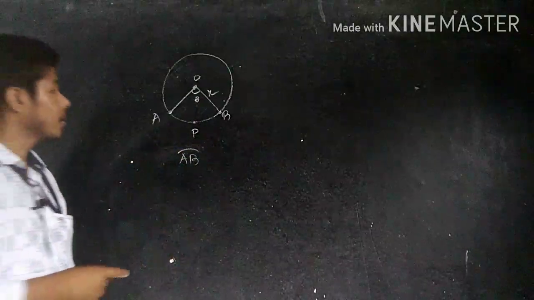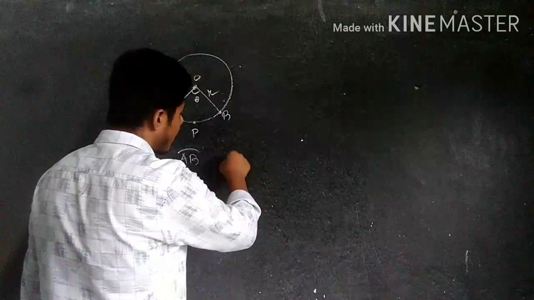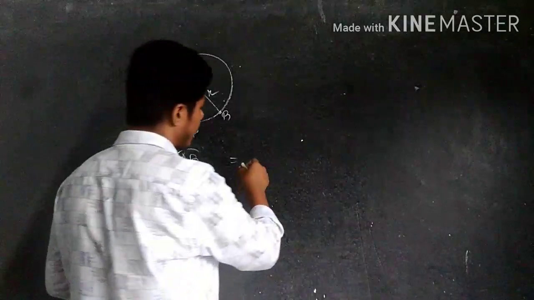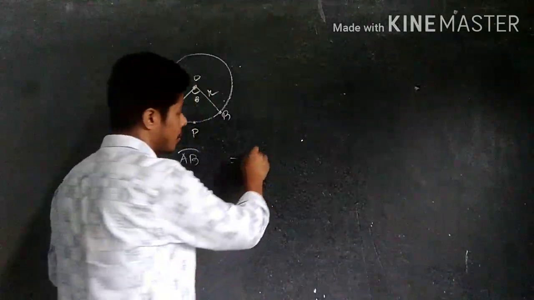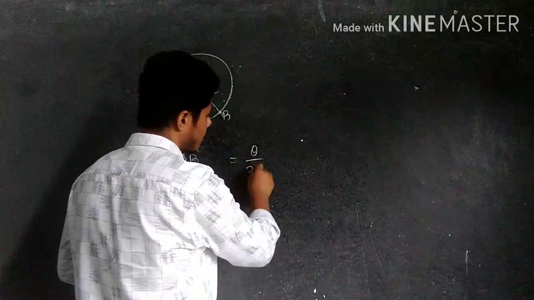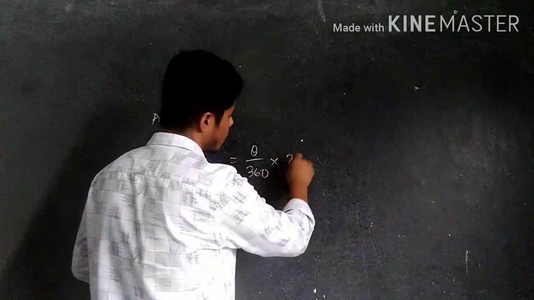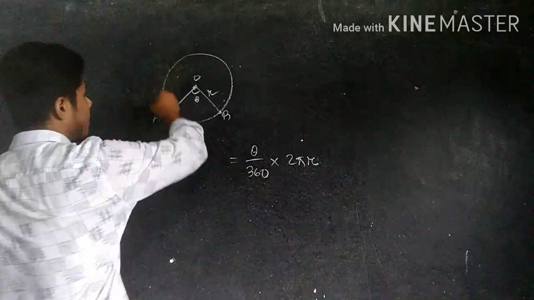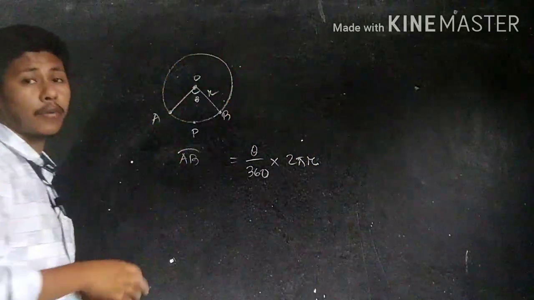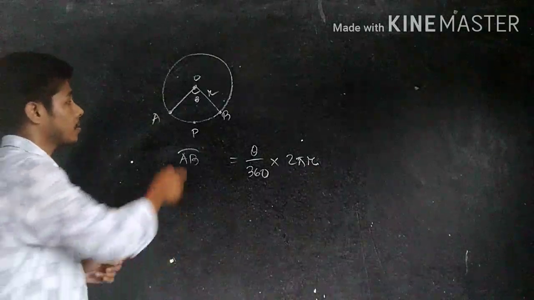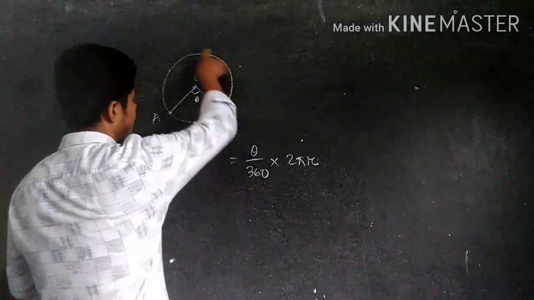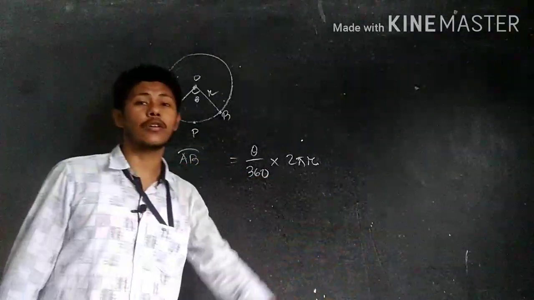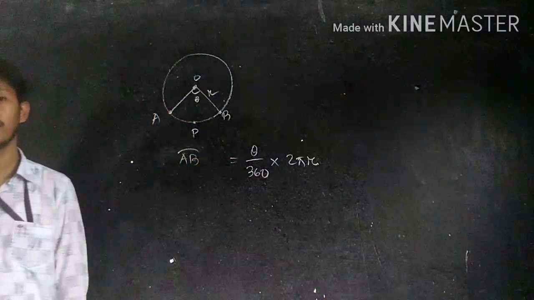So the length of the arc of this sector, the formula is like this: we have to write theta by 360 into 2 pi r. Remember, here we do not need the area. What do we need? We need the circumference. So that's why the perimeter is 2 pi r. That's why we write theta by 360 into 2 pi r. Is it clear?